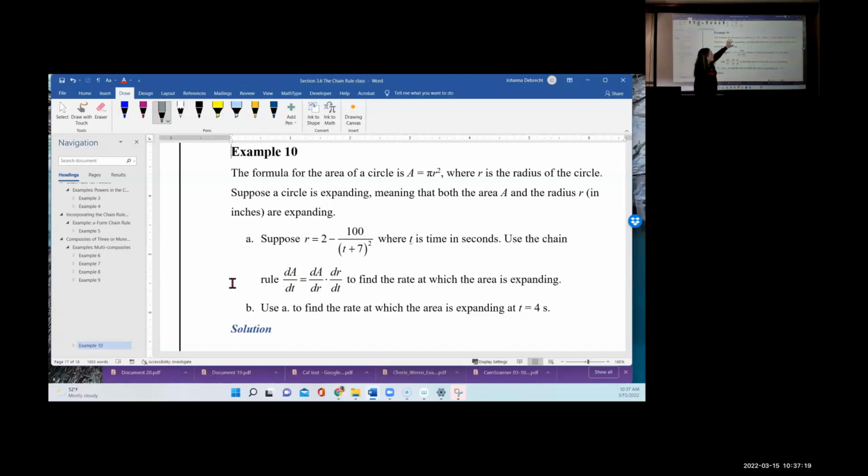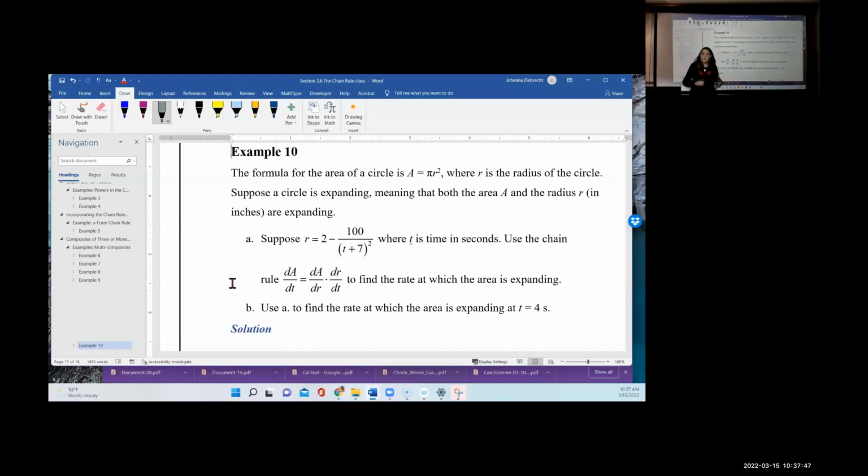The formula for the area of the circle is A equals pi r squared, where we know that r is the radius of the circle. Suppose the circle is getting bigger. So imagine, for example, an oil spill on the ocean. If they have an oil spill on the ocean, it starts out right around the tanker ship, and then it starts spreading out from the tanker ship, and the circle gets larger and larger, right, as time goes on. So the circle is expanding.